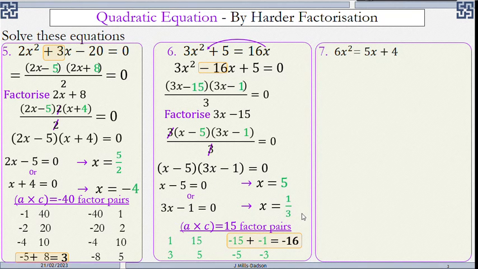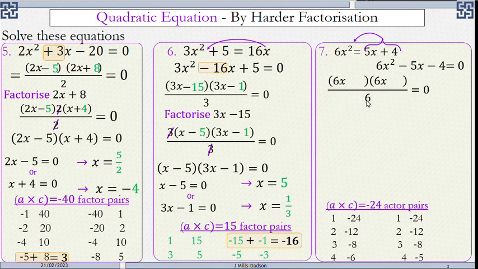The last example is where we need to make sure we arrange it properly again. We want one side to become 0. This can become 0 when we take away 5x from both sides and we take away 4 from both sides. So you're going to have 6x squared minus 5x minus 4 equal to 0. So we have 6x all over 6 equal to 0.